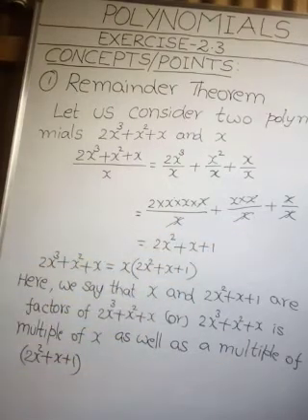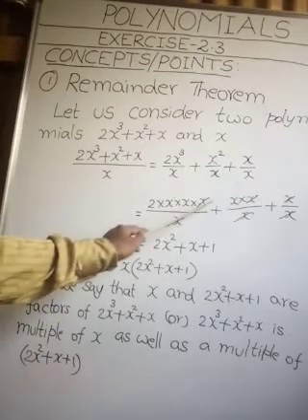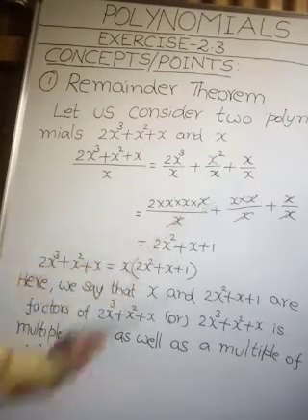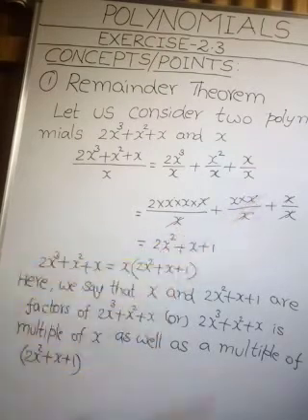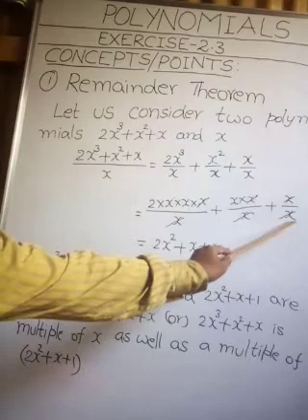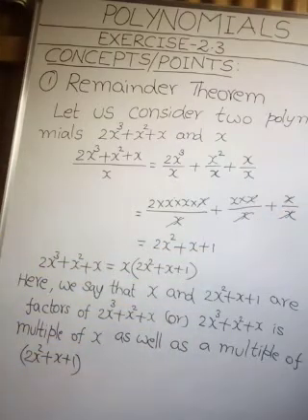Understood this step, my dear children? After expanding the numerator, we can strike out x and x. Here x and x get cancelled. Similarly here also x and x get cancelled.